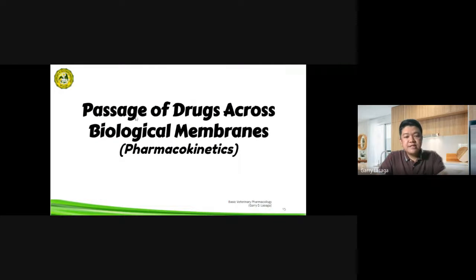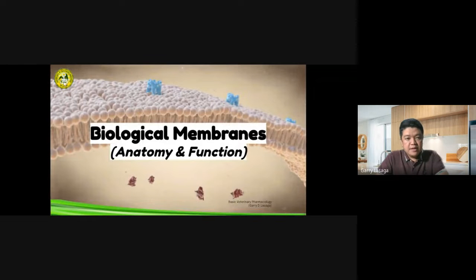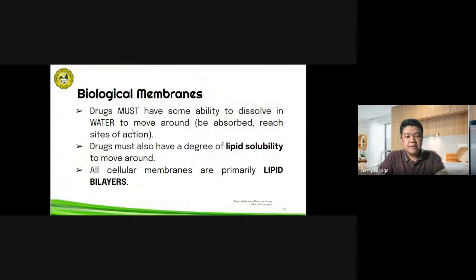The next topic is the passage of drugs across biological membranes. In order for a drug to act on its receptors, it must first diffuse, or be transported, along biological membranes in order to induce its effect. But first, we have to consider the function and anatomy of our biological membranes.